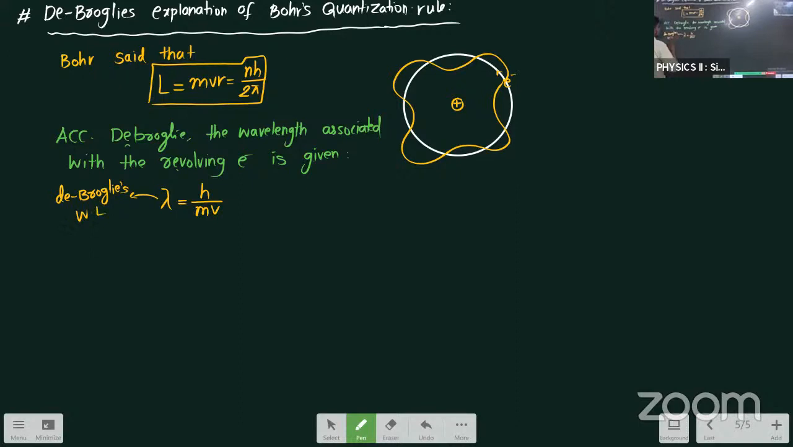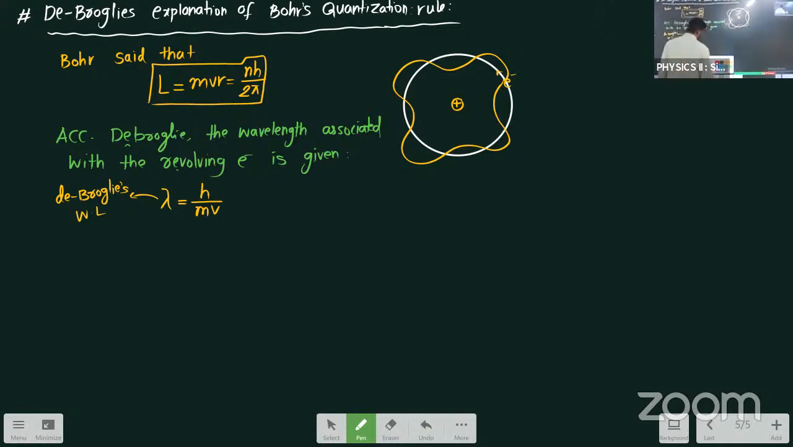So see here. Now de Broglie is giving the explanation for Bohr's quantization rule. According to de Broglie, he will be discussing the concept of the dual nature of matter and radiation. Whenever an electron is revolving around the nucleus, de Broglie said that along with that electron, a wave is associated. That wave is called a matter wave. And the wavelength of that wave is given as lambda equals h by mv. This lambda is called de Broglie wavelength.